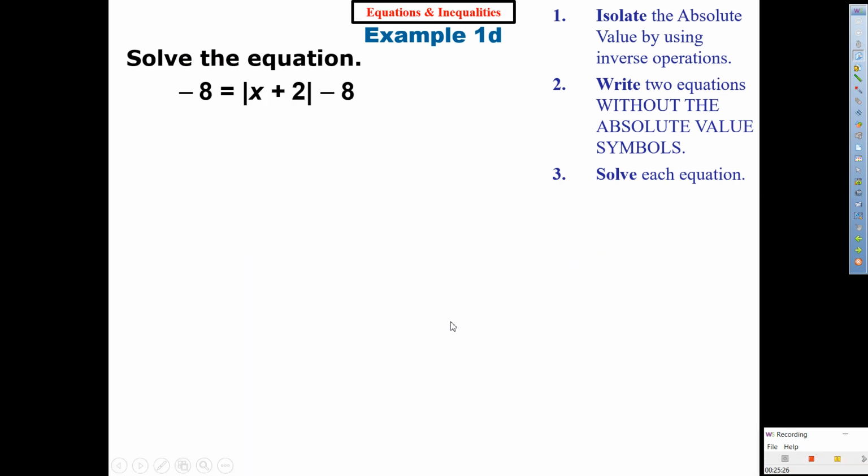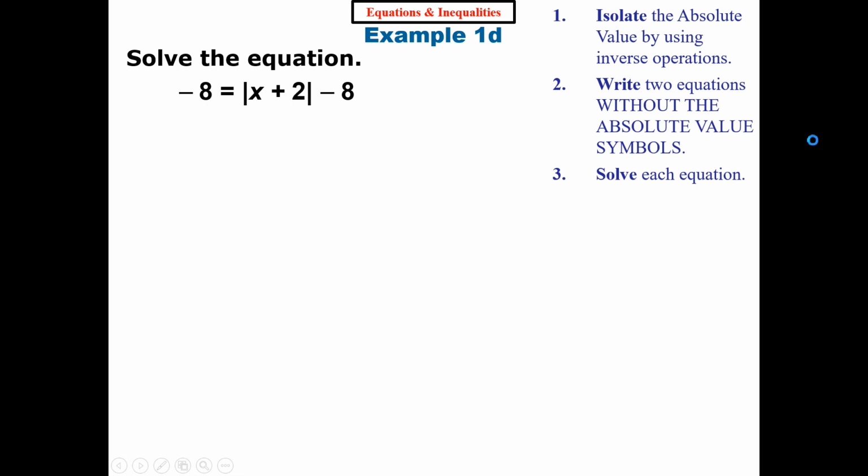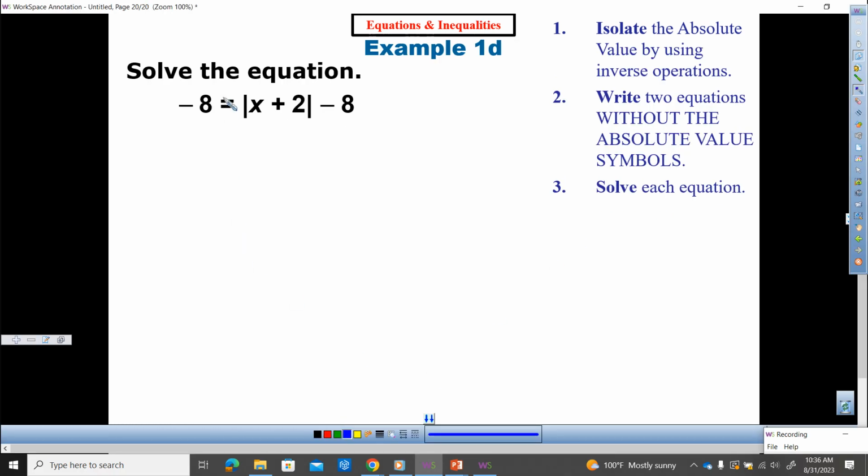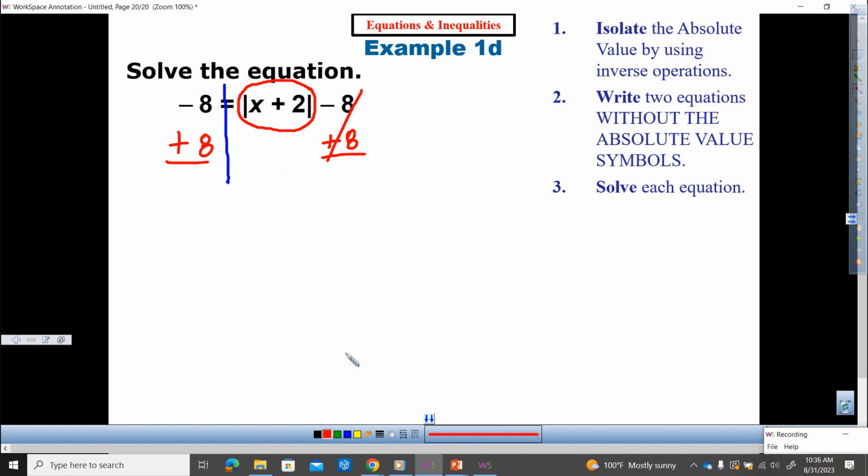Copy this one. Example 1D: negative 8 equals absolute value of x plus 2 minus 8. All right, let's do this one together. Here we go. Line down the equal sign. I'm going to circle my absolute value. What's outside the absolute value? Minus 8. So I need to do what? Plus 8 plus 8. And we're left with 0 equals absolute value of x plus 2.